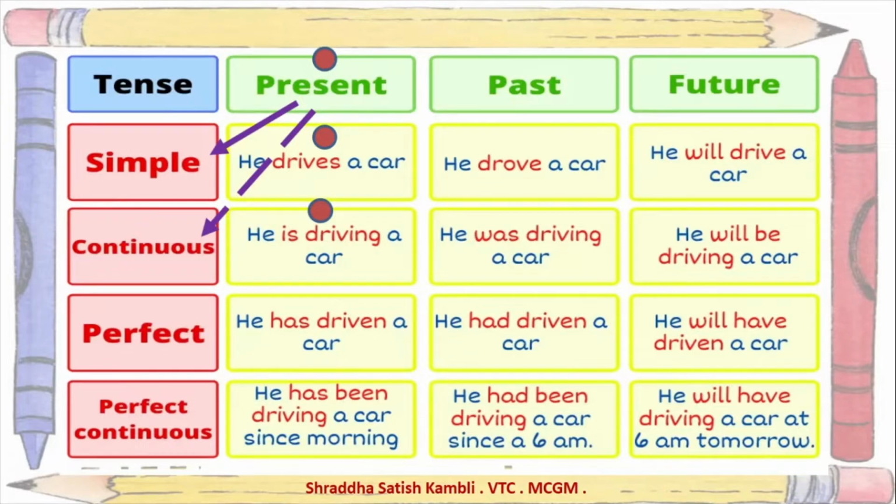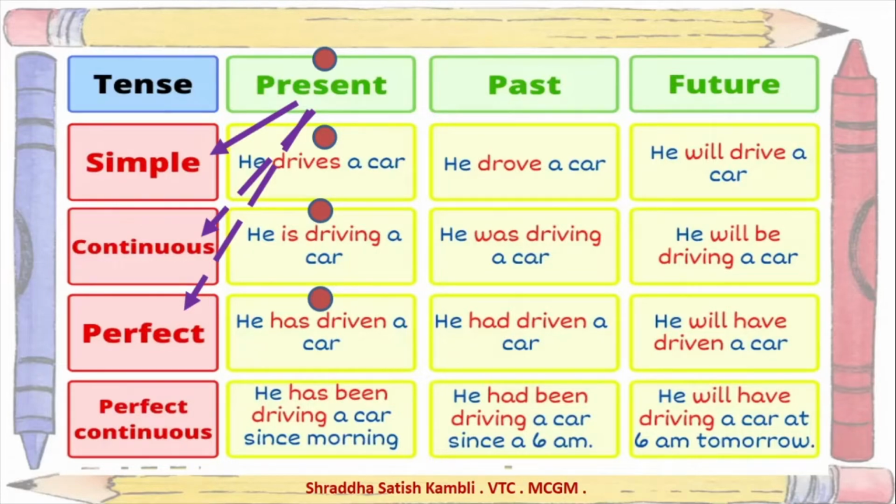Third one, present perfect tense. He has driven a car. Okay, so he has driven. It is something which has happened already, but it is not past. He could still have that experience of driving a car with him. So, see, he has driven a car. Has. When we say has, it is present tense.